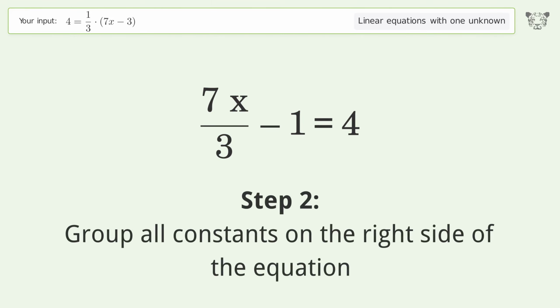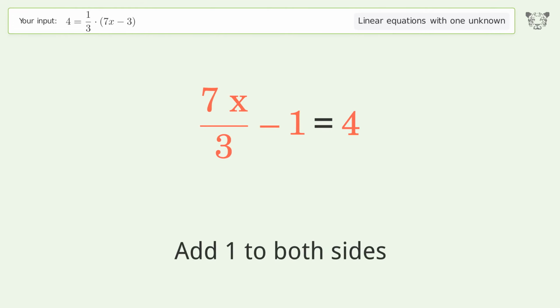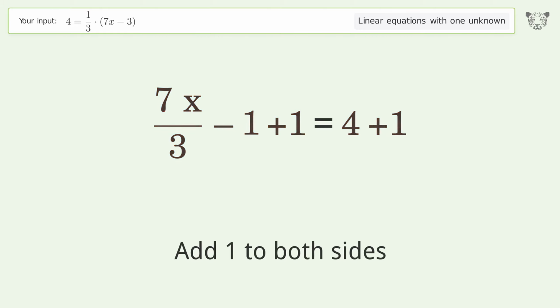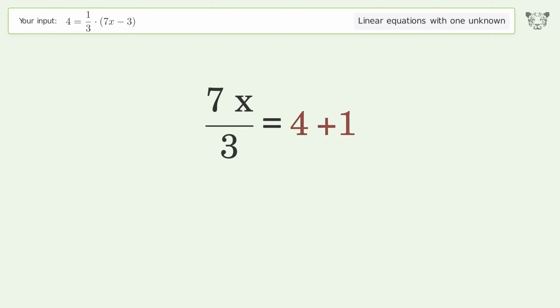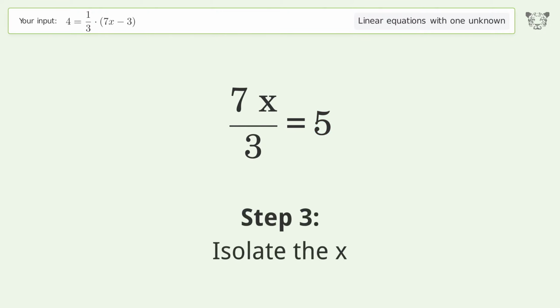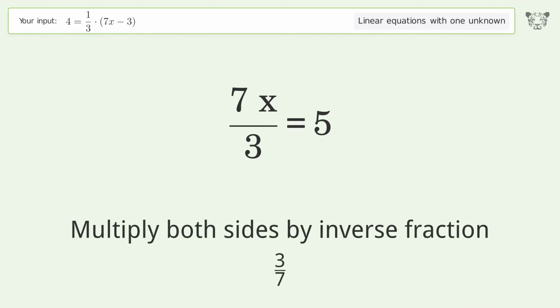Group all constants on the right side of the equation. Add 1 to both sides. Simplify the arithmetic. Isolate the x. Multiply both sides by inverse fraction 3/7.